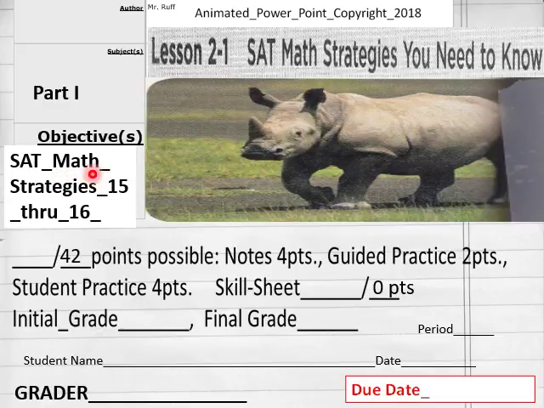Today we're going to do SAT Math strategies 15 through 16. There are 42 points of notes here. And the skill sheet is below this. I'm not including the skill sheet. Those are on separate PowerPoints.